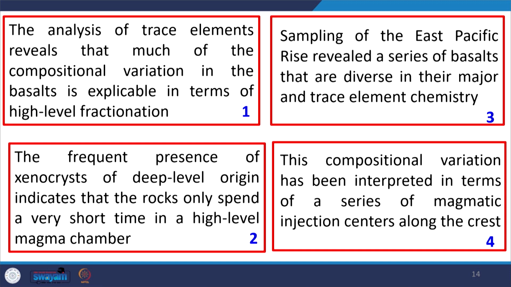Now, the analysis of the trace elements reveals that much of this compositional variation in the basalt is explicable in terms of high level fractionation. So, it is the high level fractionation which is occurring here at the mid-oceanic ridge basalt, and the frequent presence of xenocrysts of deeper level origin indicates that the rocks only spent a very short time in a high level magma chamber. So, we have the frequent presence of deeper level xenocrysts.